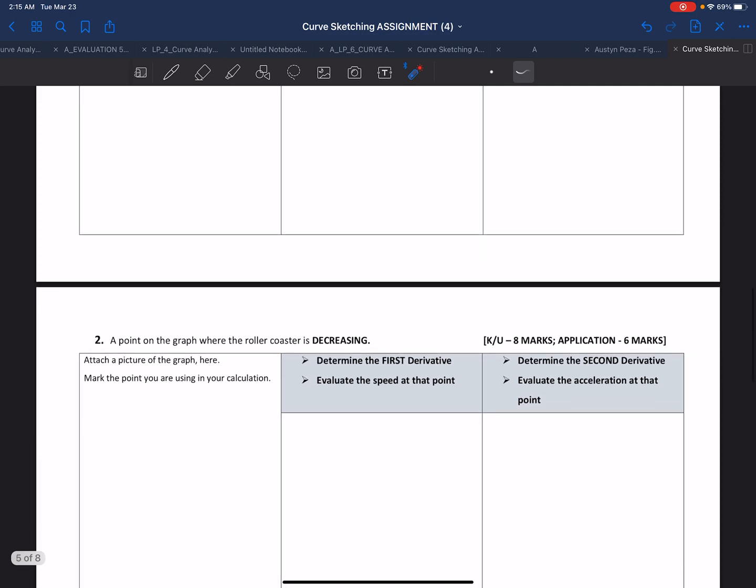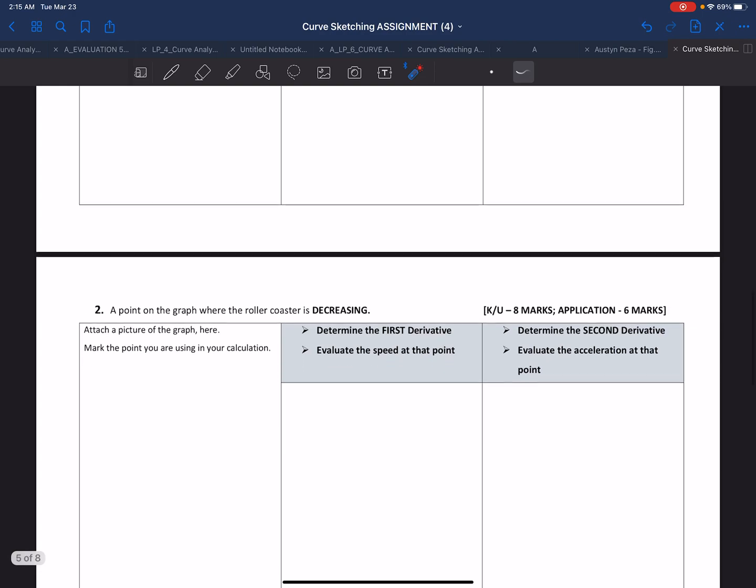Now, next, you're doing something similar, but now with a point where the roller coaster is going down. So for this, again, include a picture that shows the point that you are using to measure the first and the second derivative at. So, for example, somewhere in here. And then you have to evaluate the first derivative at the point that you've marked, and then the second derivative, in other words, determine speed and acceleration of the roller coaster at the indicated point.